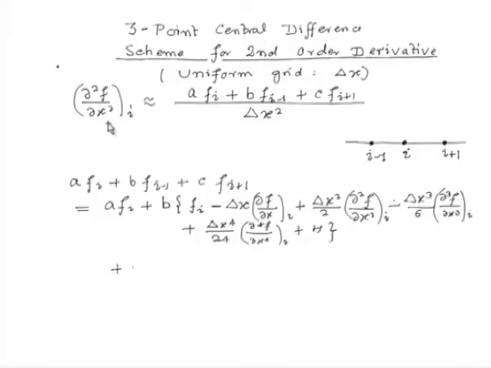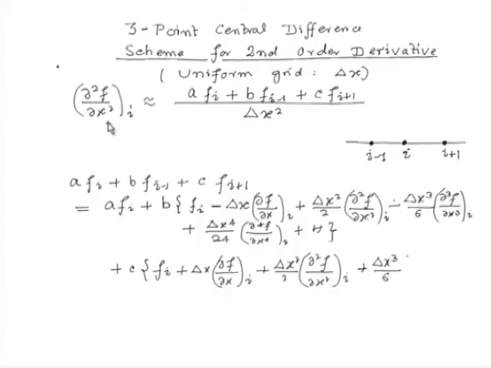Add to it now c times the expansion for fi plus 1. This becomes fi plus delta x times del f over del x at I, plus delta x square by 2 del 2f over del x square at I, plus delta x cube by 6 del cube f over del x cube at I, and plus other higher order terms.